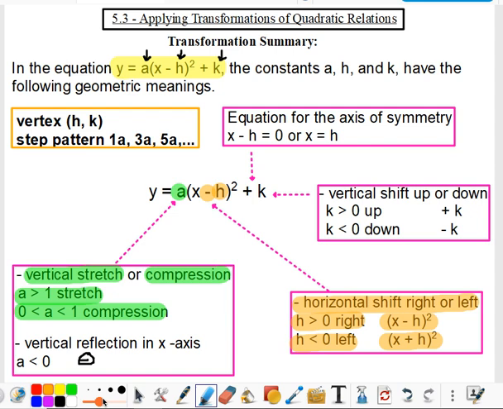And lastly here, we have the vertical shifts. And vertical shifts are really nice because they kind of just make the most sense. If k is positive, it's going up. And if k is negative, it's going down. So that's pretty much that.